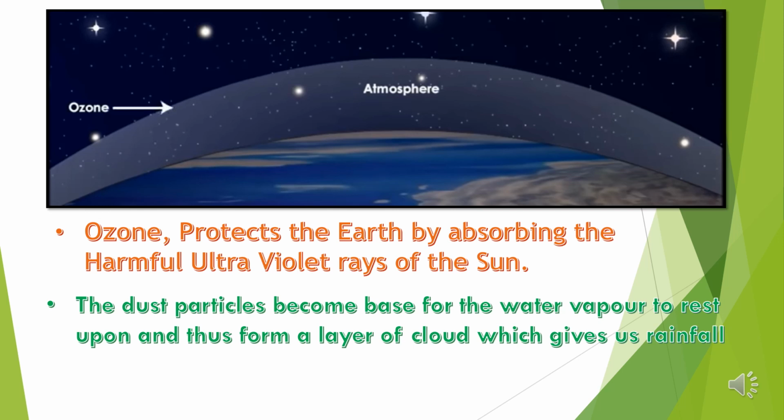Ozone protects the Earth by absorbing the harmful ultraviolet rays of the sun. The dust particles become a base for the water vapor to rest upon and thus form a layer of cloud which gives us rainfall.